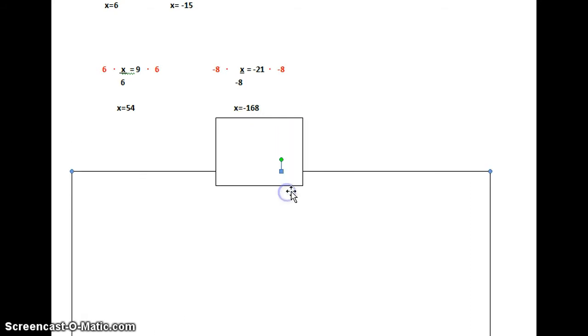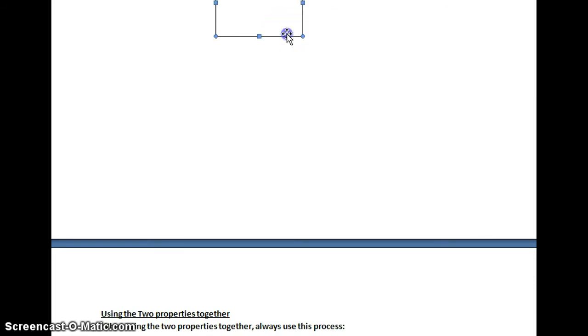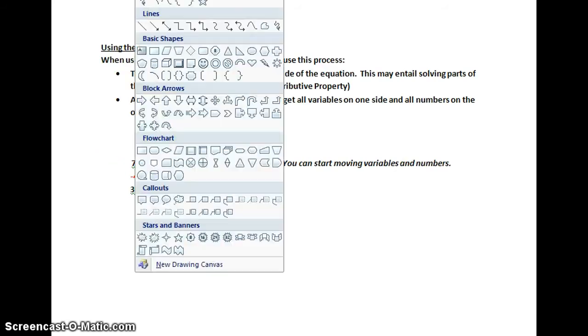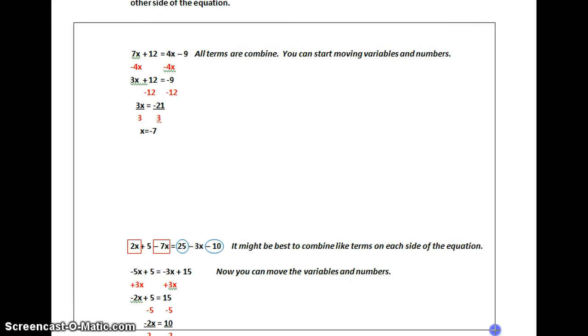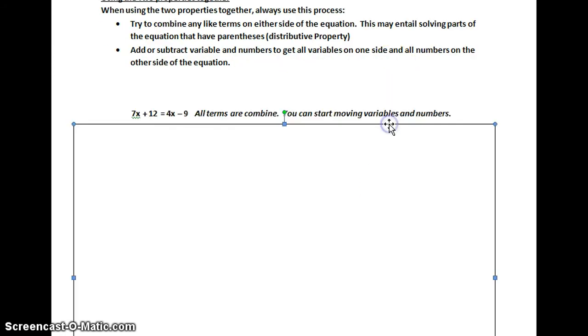Okay, now we get into where we start having some of them together. When using the two properties together, let me scroll it up a little bit, insert a box. Okay, when using the properties together, always use this process. First, try to combine any like terms on either side of the equation. They might entail solving parts of the equation that have parentheses with distribution property. And then add or subtract variables and numbers to get the variables on one side and the numbers on the other.